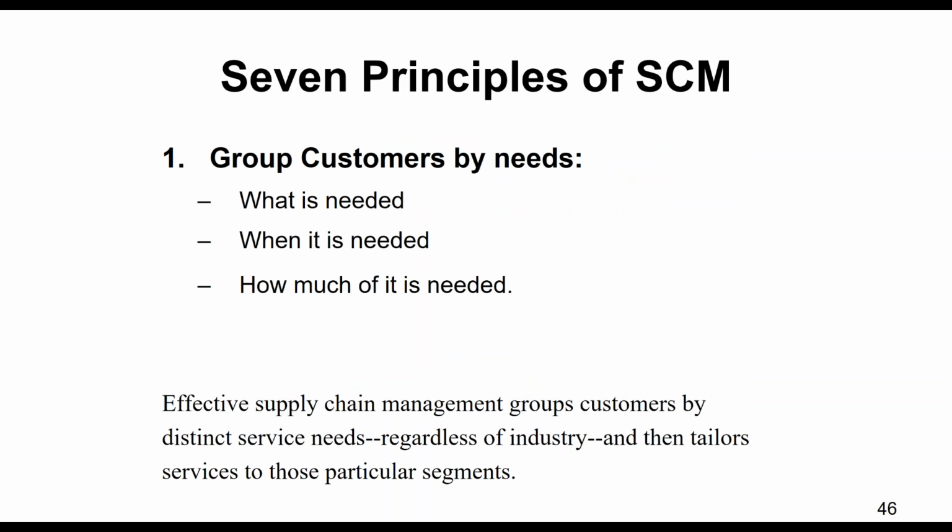So, the first principle is group customers by need, right? So you need to have a customer segmentation. Which customer belongs to where? Some customers are okay with relaxed timing. Some customers are very specific with arrival times. Some customers' needs are different from other customers', but you can always segment the customers. So if you know what kind of customers you are catering to, you can design your supply chain accordingly.